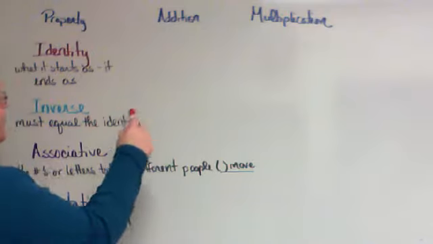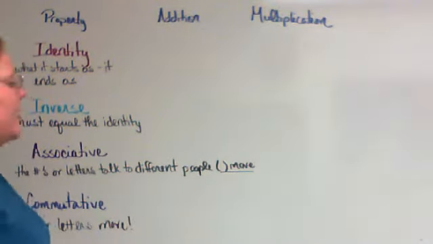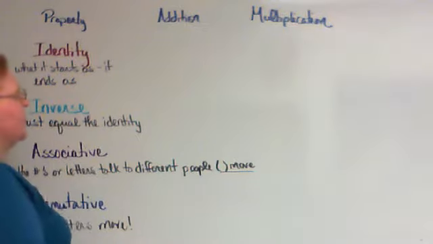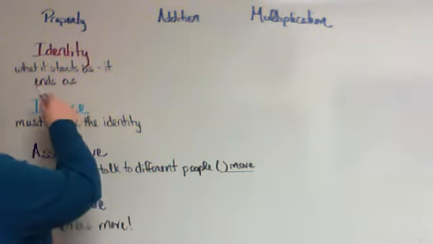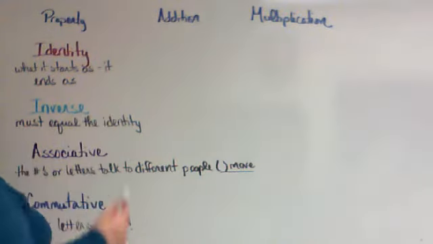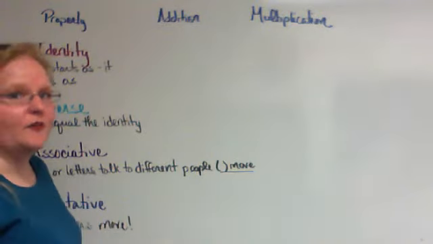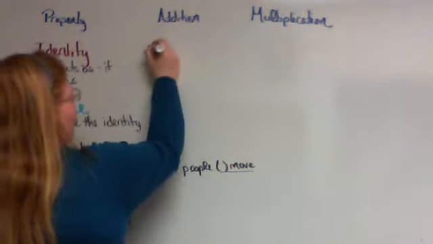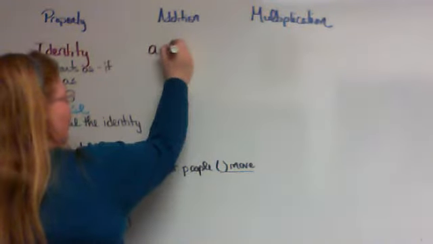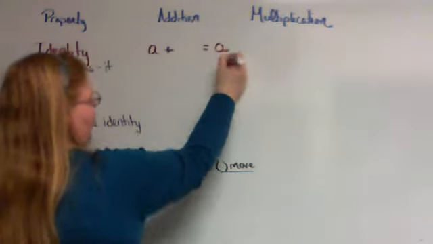So, the addition property of identity is the first one we're going to talk about. In order for it to be the addition property of identity, that means it's going to have to add. And the identity property is when it starts out as it ends up. It has to be the same thing. Whatever it starts out as is what it ends up as. So if I wanted to start out with A, I would have to add something to A so that I always end up with A.